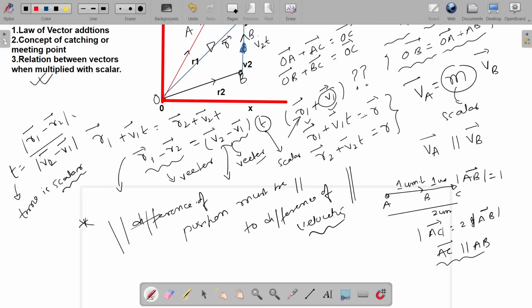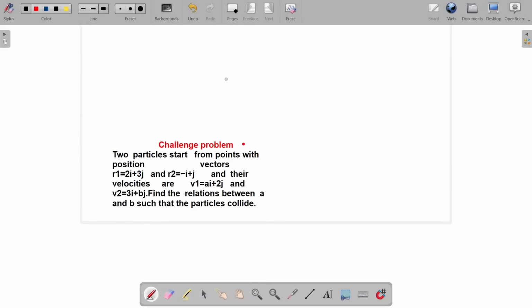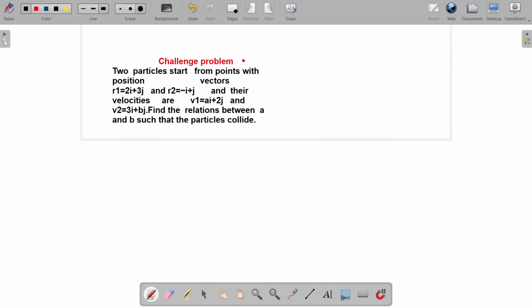So friends, with this particular problem from the book Irodov, let us try to extend this problem a little bit. Now there are two particles starting from position vectors R1 and R2, and I have mentioned this, and the velocities are V1 and V2. Find the relationship between A and B such that the particles collide. So what I have made you understand is that if R1 minus R2 is parallel to V2 minus V1, the particles will collide. Using these two, please find out the relationship between A and B and send your solution in the comment box.